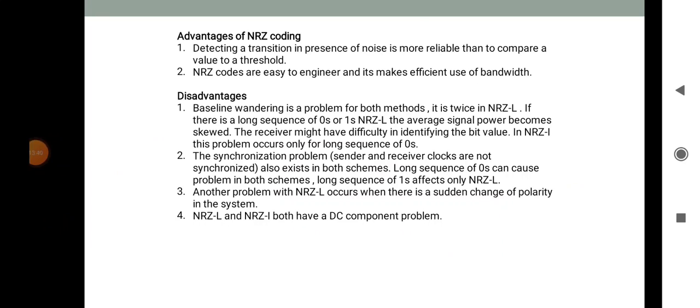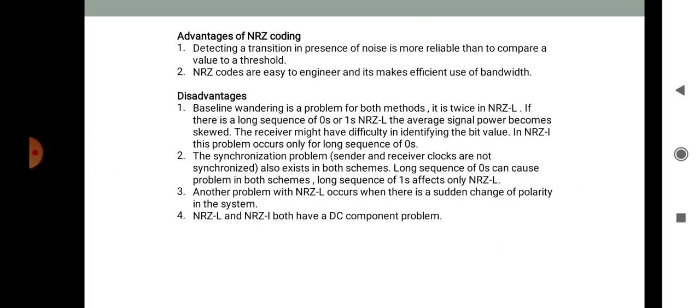Then advantages of NRZ coding. Detecting a transition in the presence of noise is more reliable than comparing a value to a threshold. Then NRZ codes are easy to engineer and they make efficient use of the bandwidth. Then disadvantages: baseline wandering is a problem for both methods and it is twice as bad in NRZ-L.